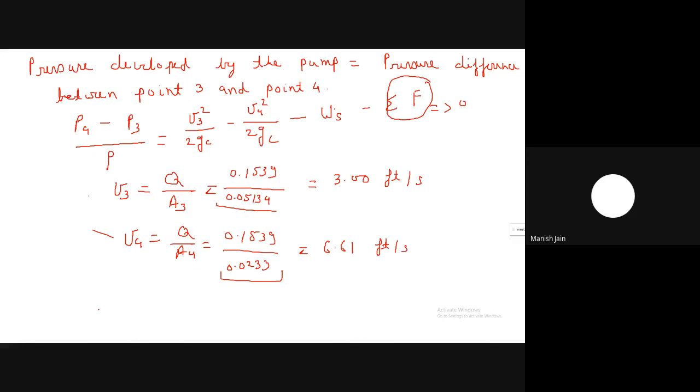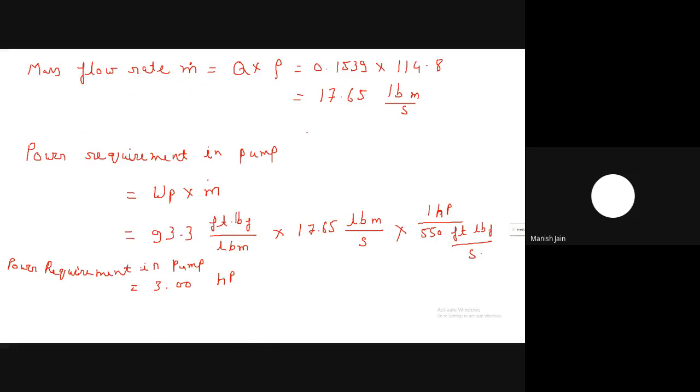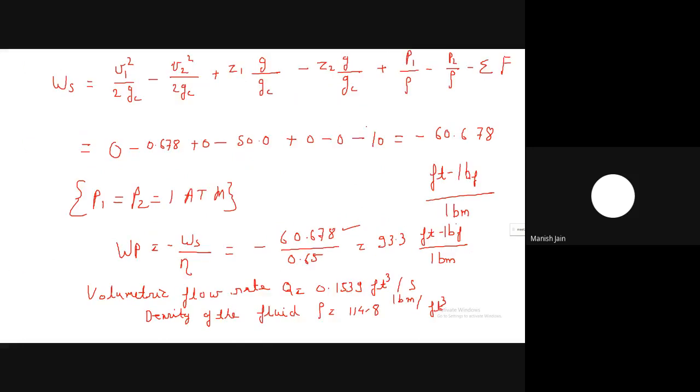Now you can use these two values. Just substitute the values here, WS you had calculated before. Here you have to use the theoretical value of the power requirement. You cannot use the actual value, because the actual value is something else. In the Bernoulli equation, you can only use the theoretical requirement. The actual requirement will depend upon the efficiency of the pump.